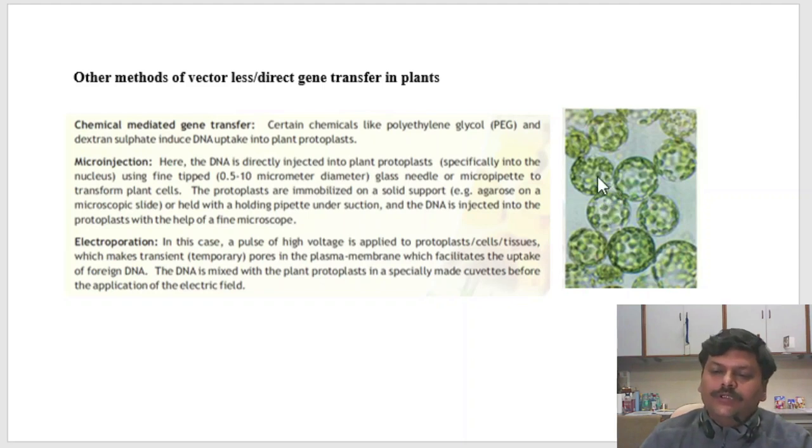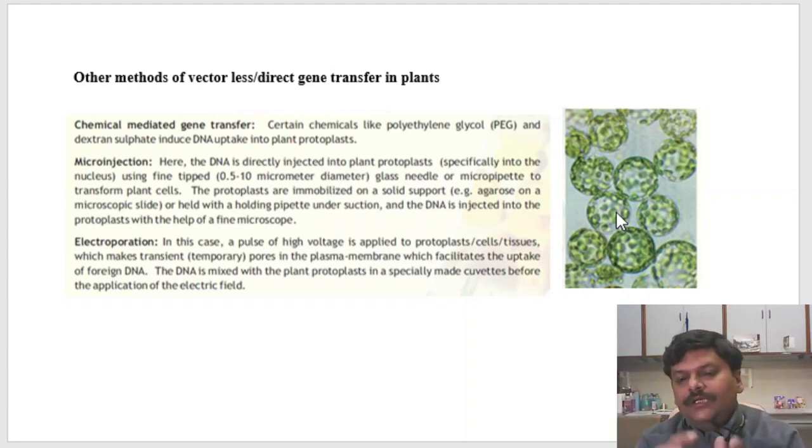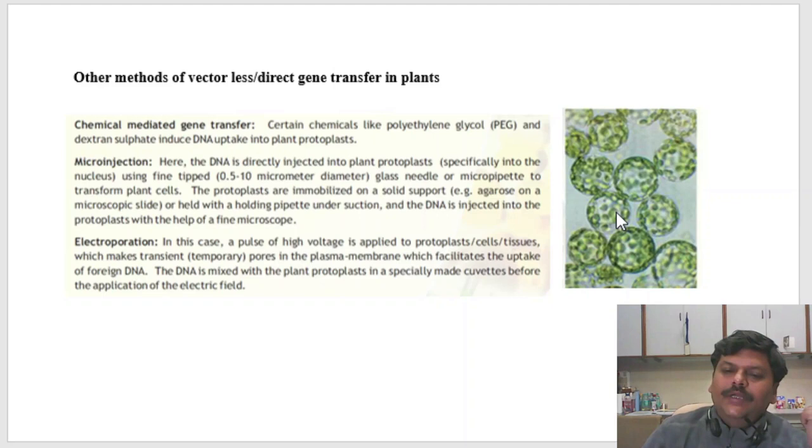On the other hand, these methods are very useful for studying the effect of a gene or the localization of a gene. By localization, I mean intracellular localization. For example, if we have an important gene and we want to know in which part of the plant cell it expresses, in mitochondria, chloroplast, nucleus or cytosol, then that gene can be transformed into protoplast with any of these methods, and then we can see where the gene is going through different visualization methods.